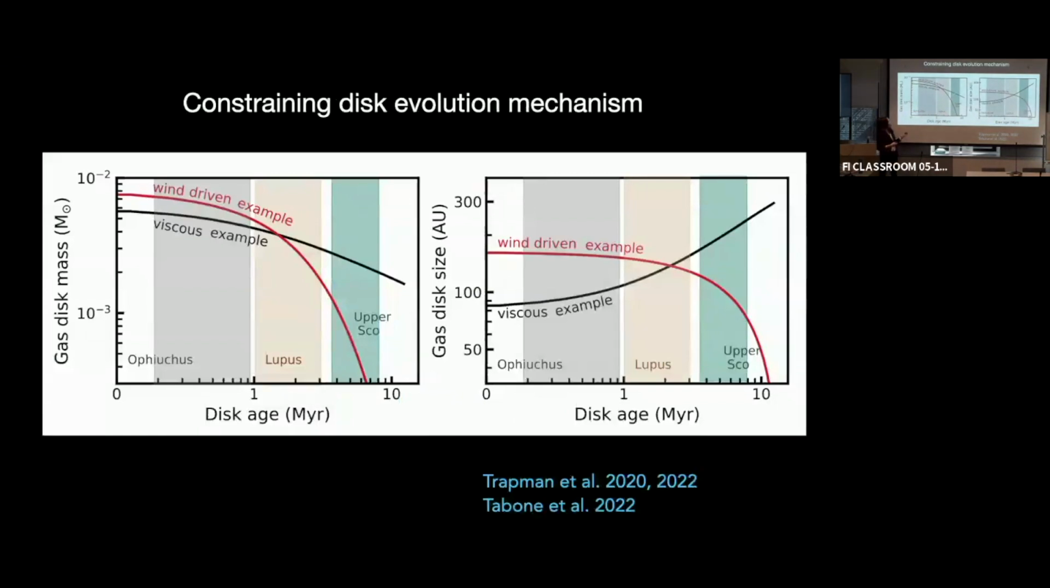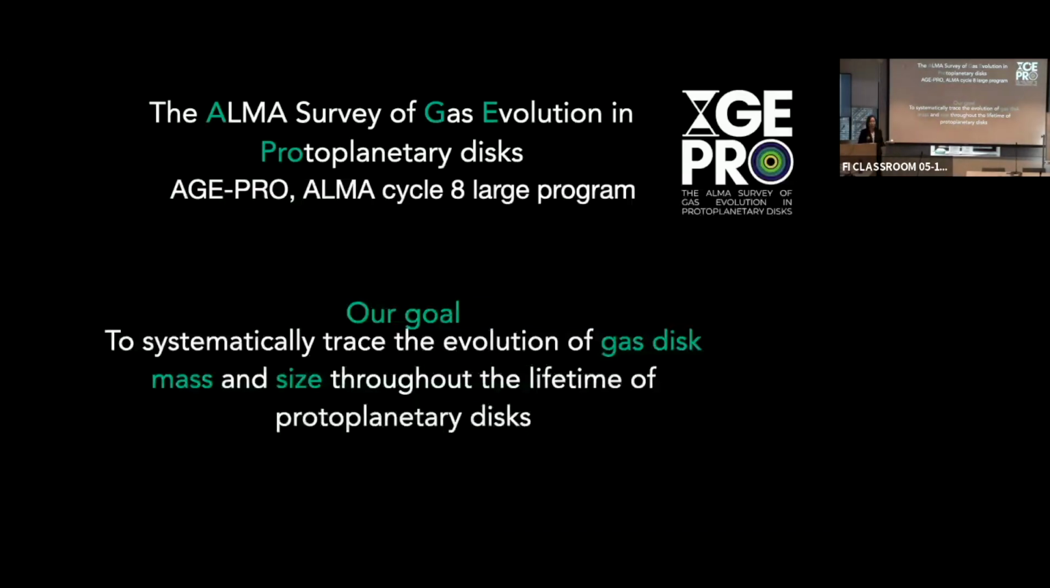Based on some simple predictions, if we can measure the gas disk mass and the gas disk size, and how those properties change over time, we can potentially distinguish the two leading mechanisms. For example, the viscous model predicts the disk size will increase over time, while for wind evolution, the observable disk size should shrink over time. This is a simple analytic prediction, but it gives you the idea. If we can measure the gas mass and the sizes over a large population at different ages, we could tell which one is the dominant mechanism.